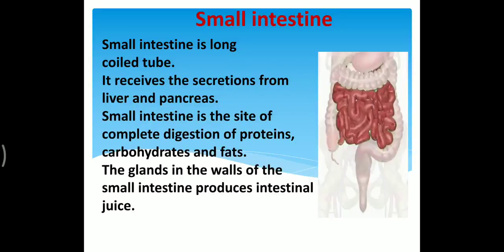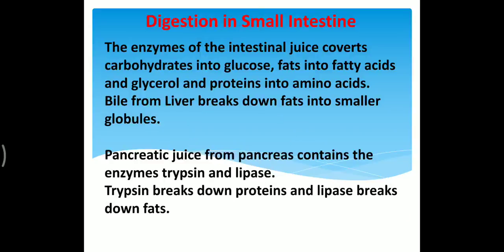The glands in the walls of the small intestine produce intestinal juice. There are intestinal glands in the walls of the small intestine which produce intestinal juice. Now what actually happens in digestion in the small intestine? The enzymes of the intestinal juice act on the food. Carbohydrates are changed into glucose, fats are changed into fatty acids and glycerol, and proteins into amino acids.